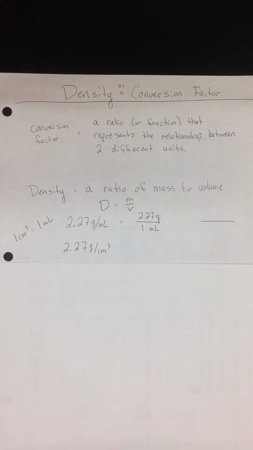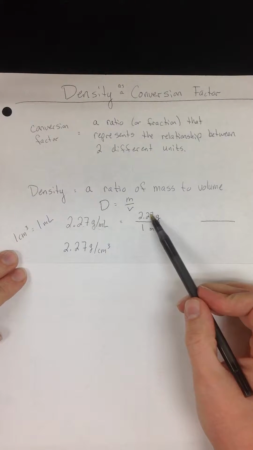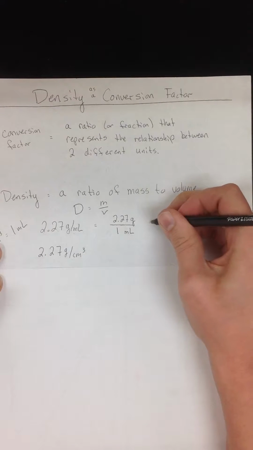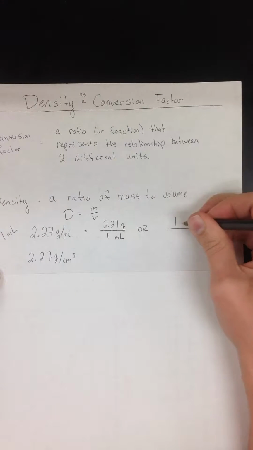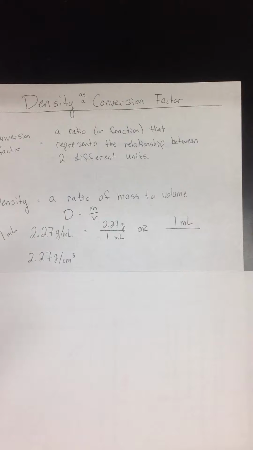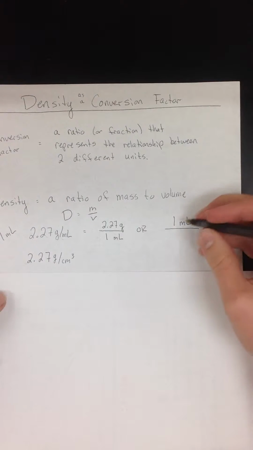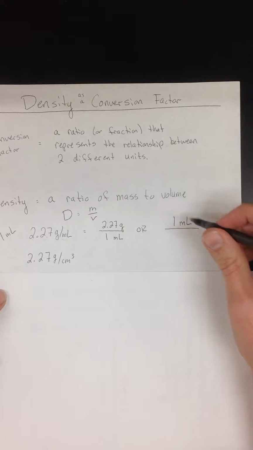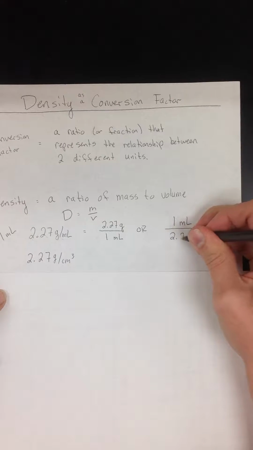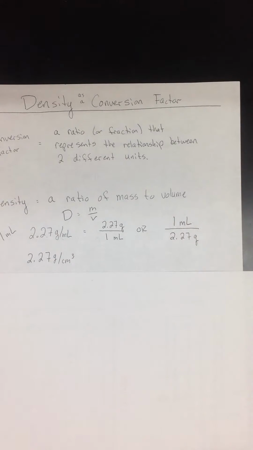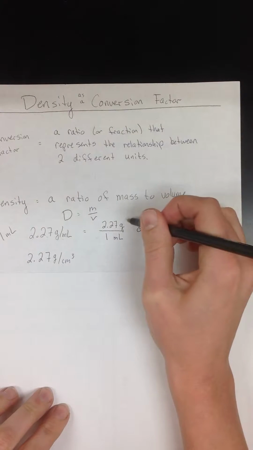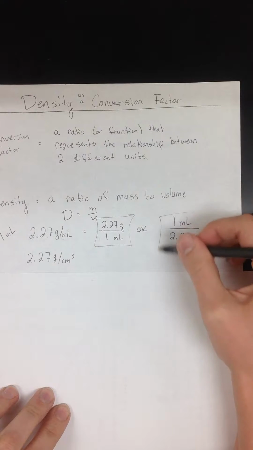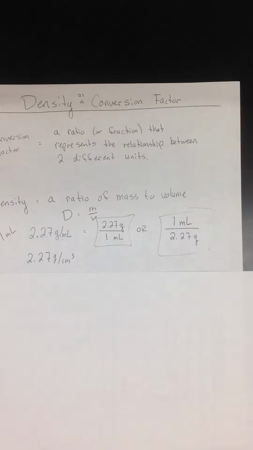Just as in our inches and feet example, I don't have to leave it like this. I could also write it as 1 milliliter of whatever this substance is has a mass of 2.27 grams. These are the conversion factors. They are that fraction, that ratio, that is the relationship between our two different units.